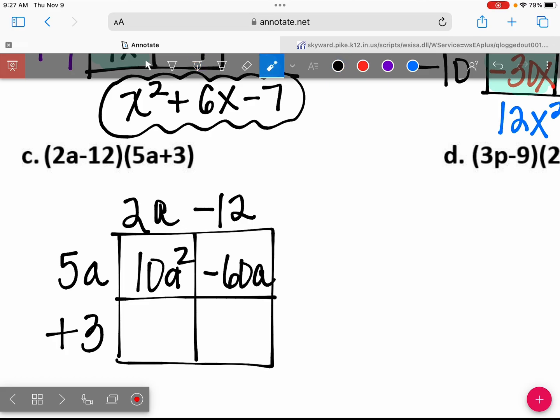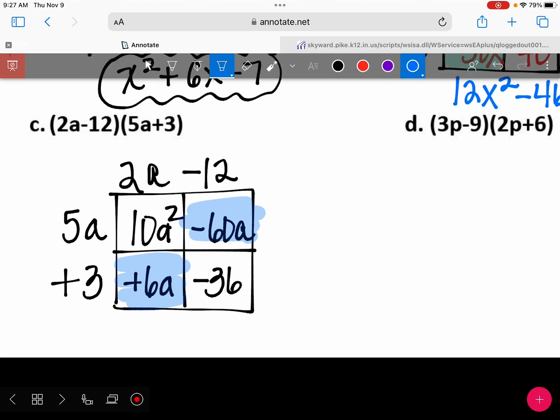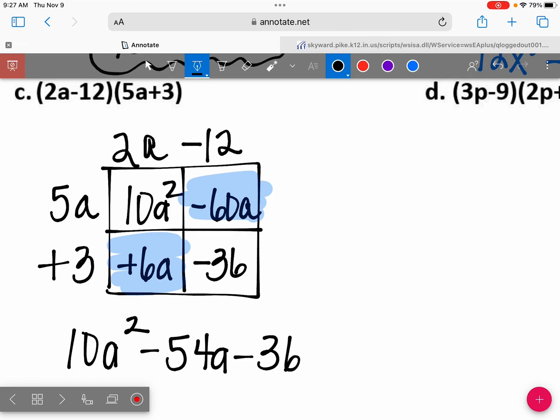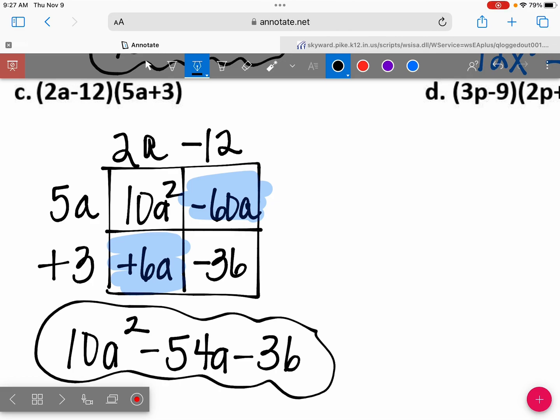And then here, 2a times 3 is what? Positive or negative? And then in our last box, what would go here? Okay. We do have some like terms right here. So then that's going to give us 10a squared and then negative 54a minus 36. Who had that for their answer? All right, go ahead and do the last one.